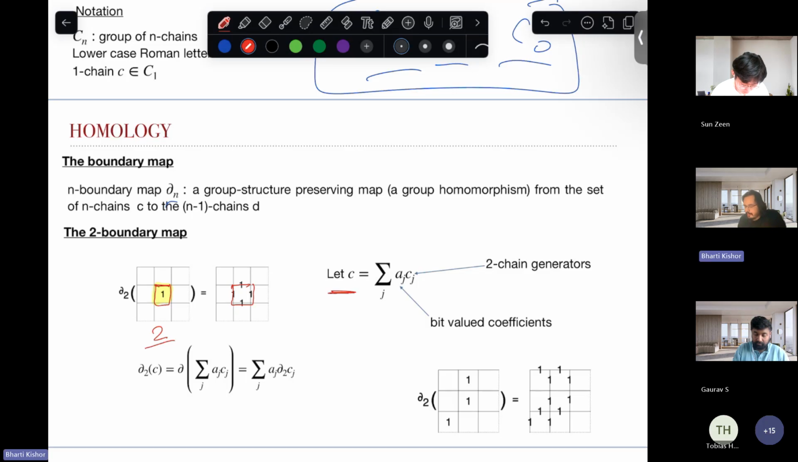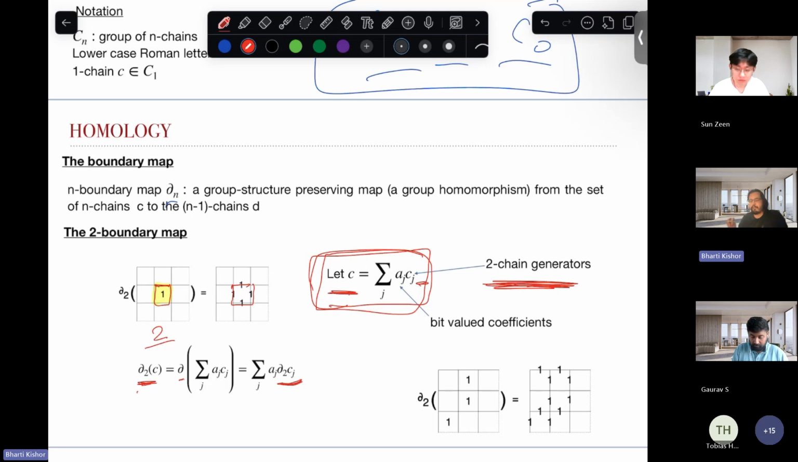You can take some 2 chain and break it down in terms of 2 chain generators, corresponding to whether a particular face is counted or not counted. Because it's a group, I can write it in terms of generators and then add a coefficient. That's how I can represent a general 2 chain. And the boundary map is linear, so for every cj, I can write its boundary and then combine with the corresponding region.